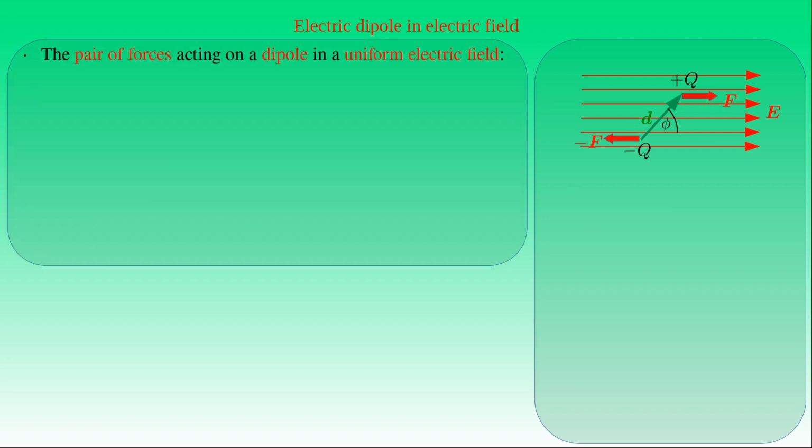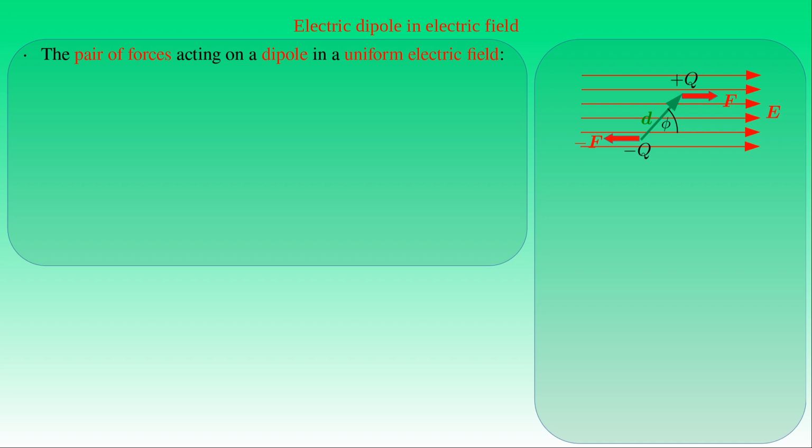After examining the force exerted on a point charge or a charge carrier by an electrostatic field, we will turn to the study of dipoles and electric fields. Let us place an electric dipole in a uniform electric field, where phi is the angle between its dipole moment p and the electric field strength E. Then the forces F and minus F acting on the individual charges plus Q and minus Q of the electric dipole have the same magnitude and opposite direction, separated by a perpendicular distance d times sine phi.